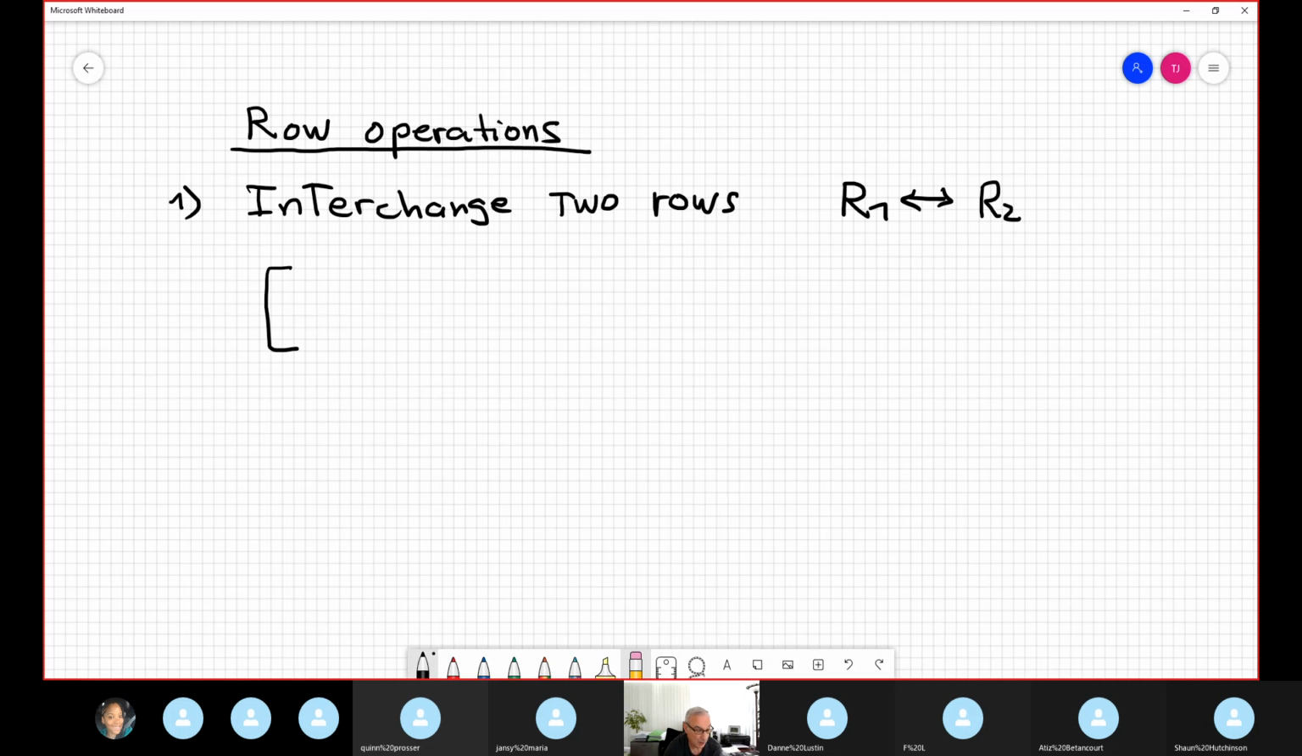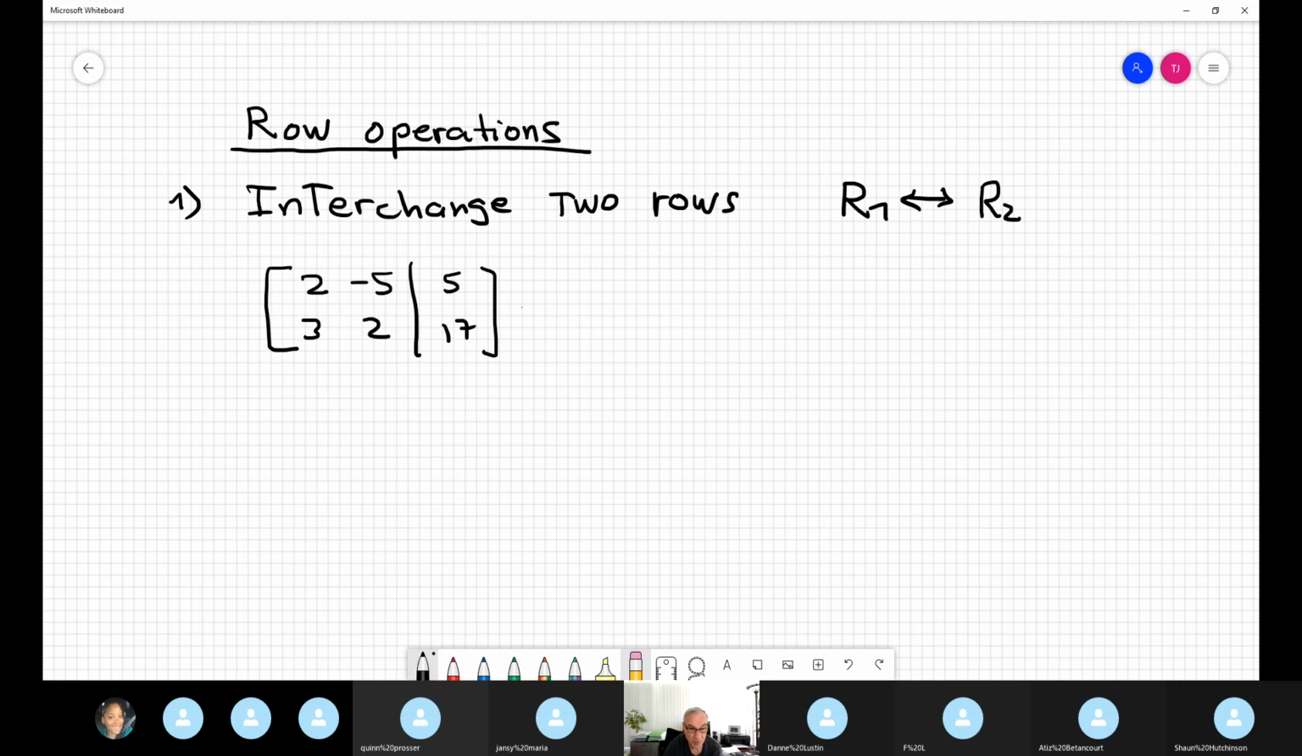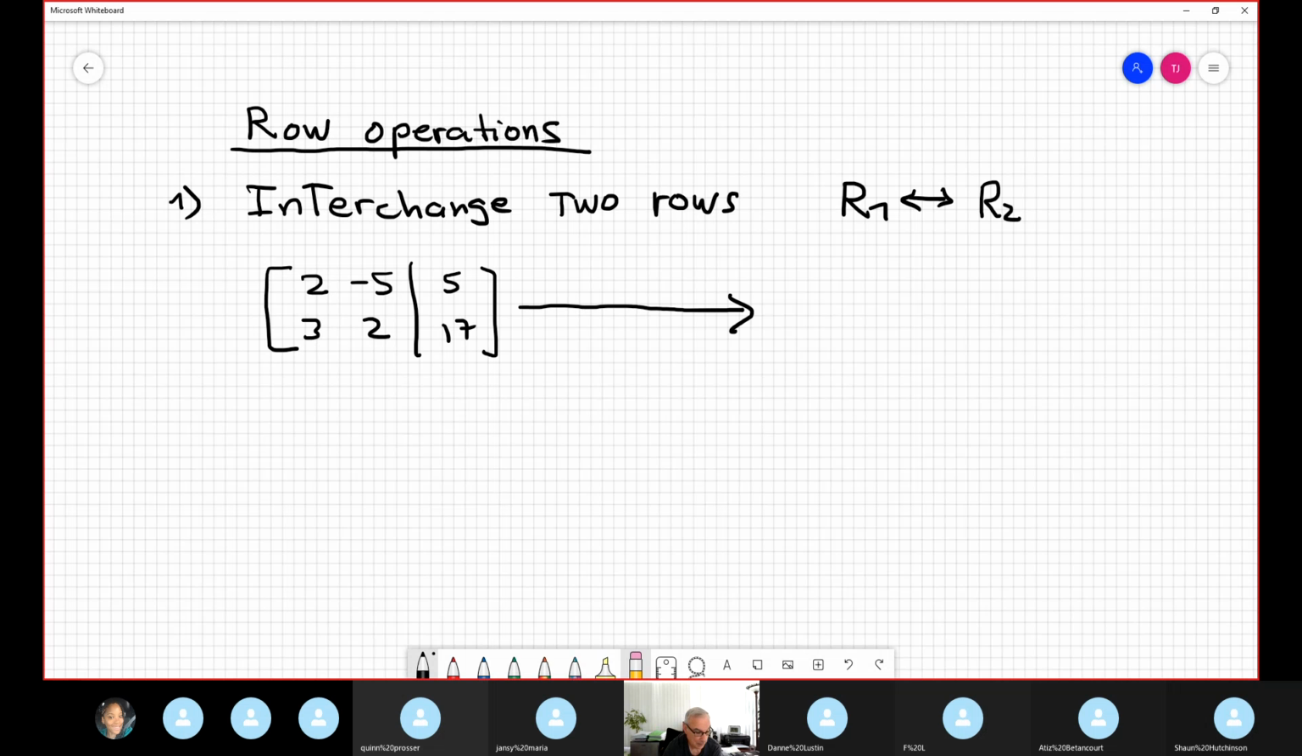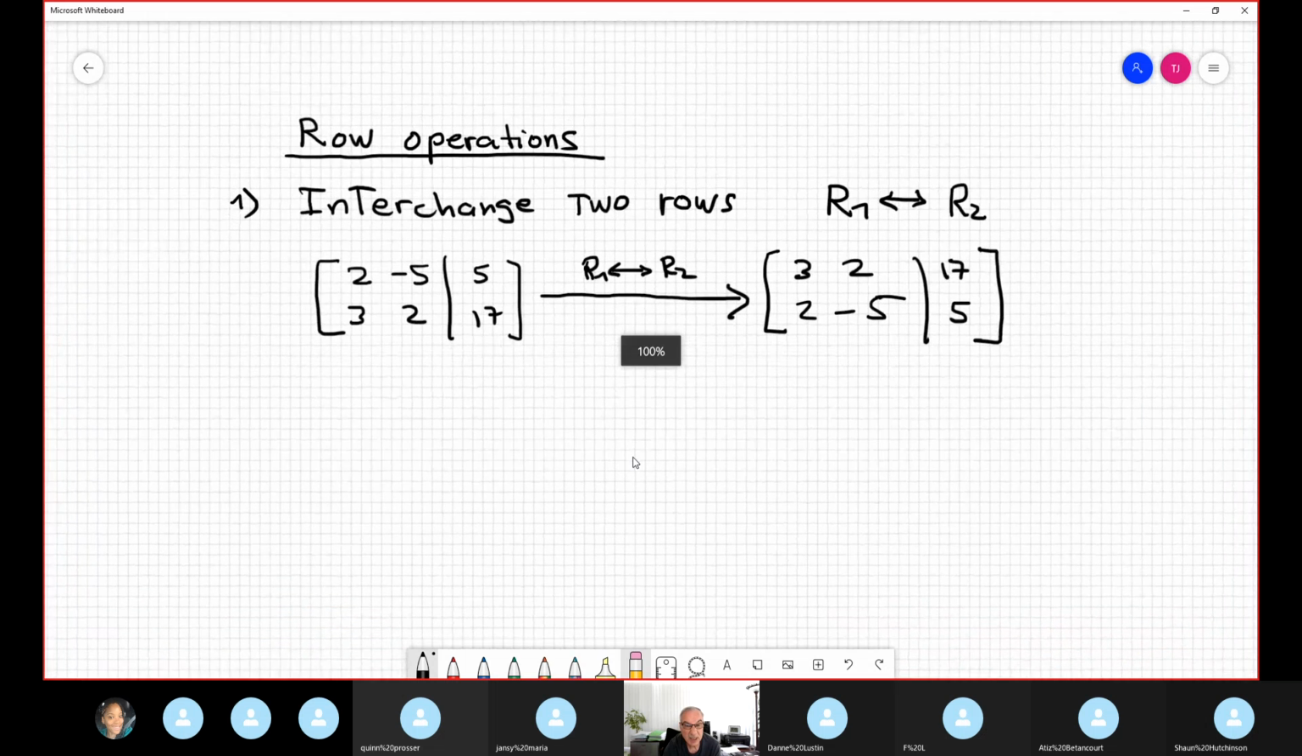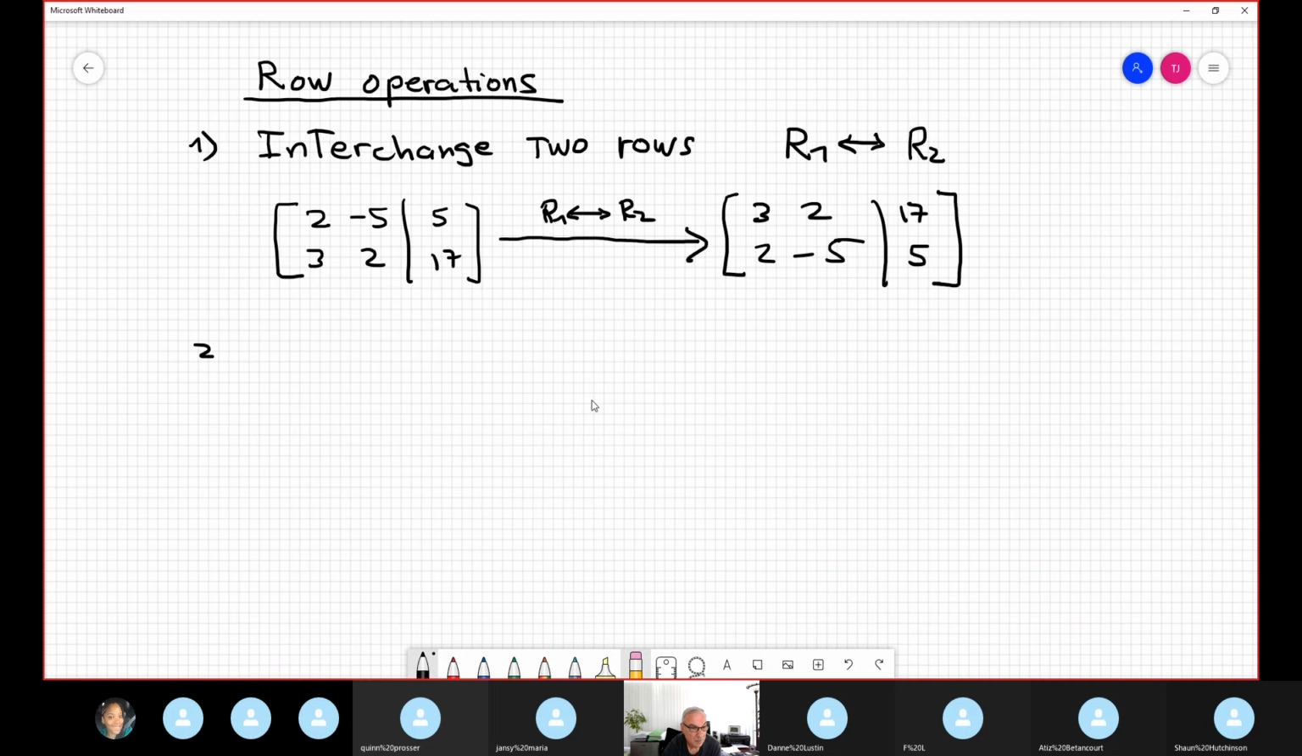Okay, suppose example, elementary, not complicated. 2, -5, 3, 2, 5, 17. And you perform here row operation. What kind? Row 1 interchange row 2. Okay, so we get a new matrix after the transformation, que is 3, 2, 17, 2, -5, and 5. Okay, wow, easy. Interchange the row. This is convenient sometimes. Interchange, because the order given is not good. I need to manipulate. Interchange two rows. This is possible, legal.